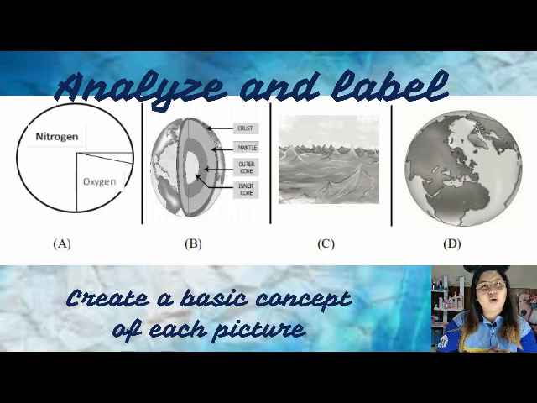From each picture, bawat isang picture, gagawa kayo ng concept na kung anong meron or nakikita nyo doon sa isang picture. And of course, you are to identify the physical characteristics of the subsystem of the Earth. So, meron tayong 4 na picture, therefore, we are depicting 4 subsystems of the Earth.